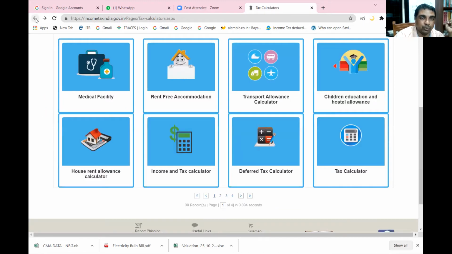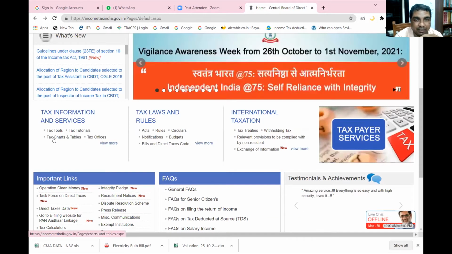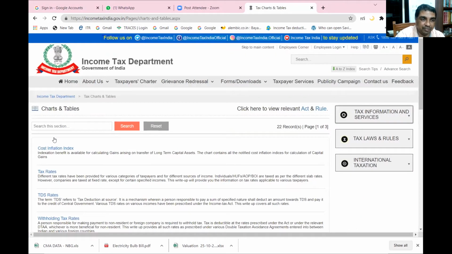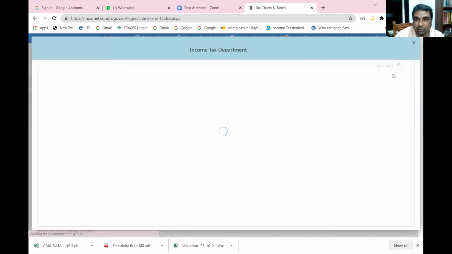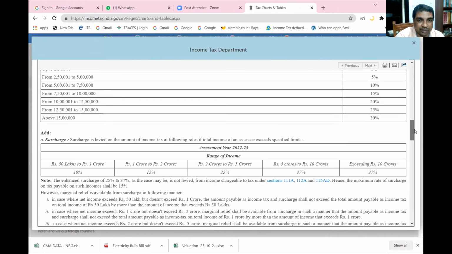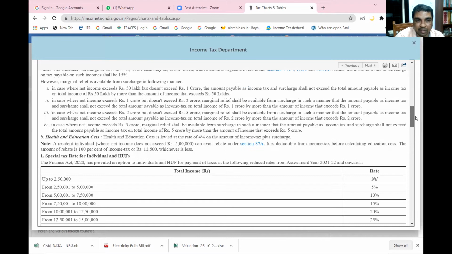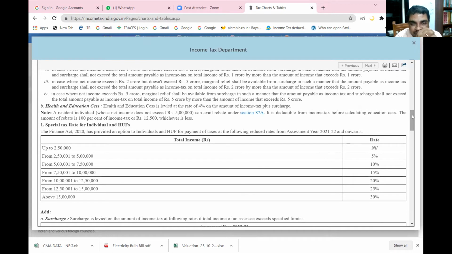Friends, I'll again go back to that page where you see tax rates, tax charts and tables. Again, I'm taking it to the tax rates so that you can quickly revise. This is what we have discussed. You see tax rates already, you know. Right, the surcharge concept I had explained. Fine. And this special rate of tax from the Finance Act 2020 came for assessment year 21-22. This is a new concept which is applicable. That means tax rates will be a little different. Are you finding this is a different tax rate?